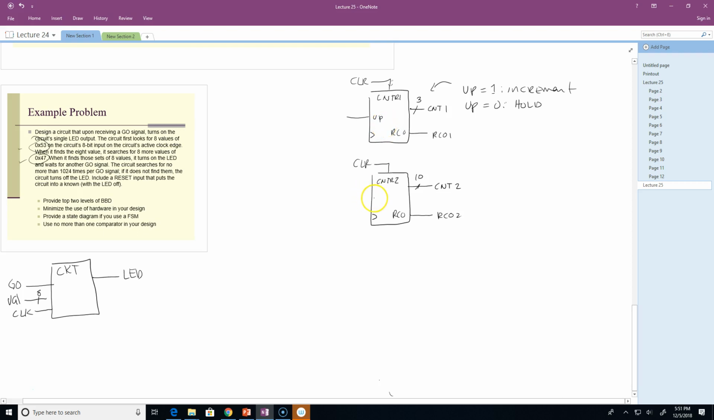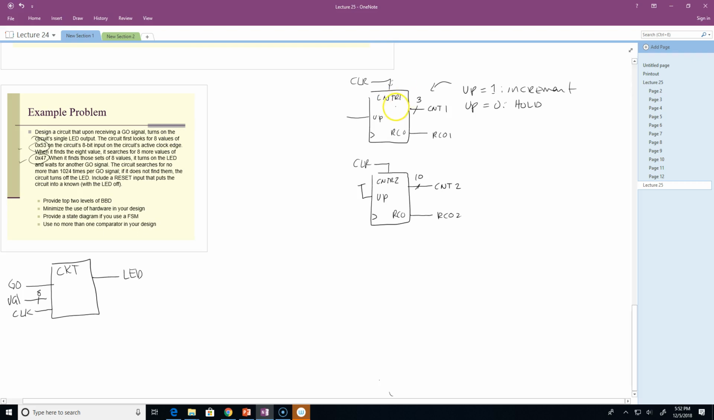But this lower counter is a little bit different. I know it's always counting up, and so I can just tie that to assert that up signal on there and always count up on it. Okay, I think I'm done with those counters. I can clear them. I've got control over them, or at least the control I need. And let's go forward with this thing.